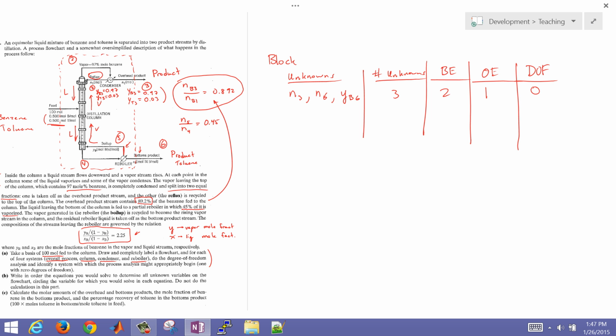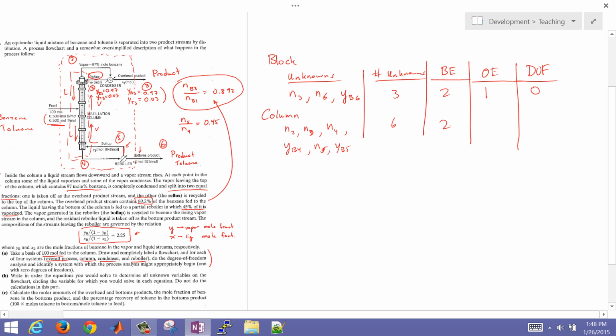So let's go on to the column. The column is a little bit different. That's going to be this line that I'm drawing right here, just around the column itself, not the condenser or the reboiler. And so for the column, we're going to have N2, N3, N4, YB4, N5, and then YB5. So we have 6 unknowns.